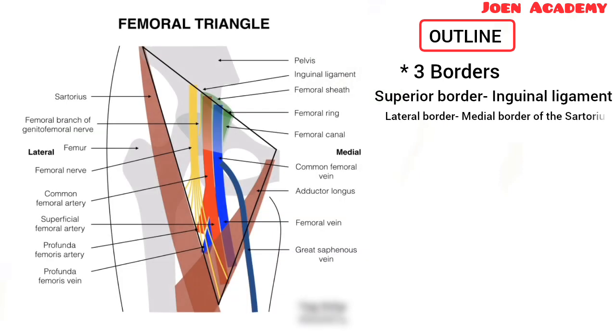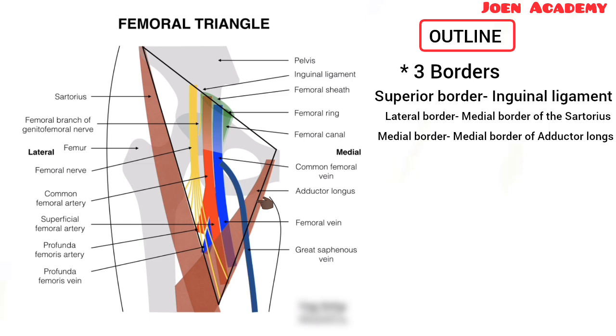The lateral border of the femoral triangle is formed by the medial border of the sartorius muscle. The medial border of the femoral triangle is formed by the medial border of the adductor longus muscle. The rest of this adductor longus muscle forms part of the floor of the femoral triangle.